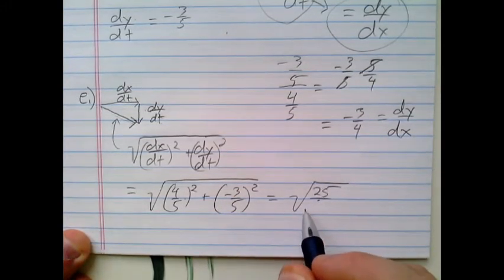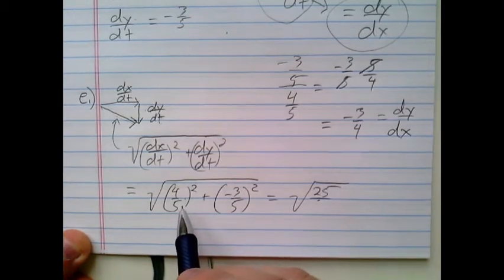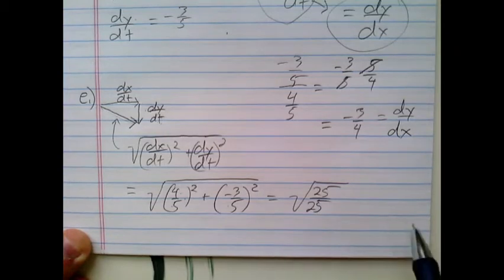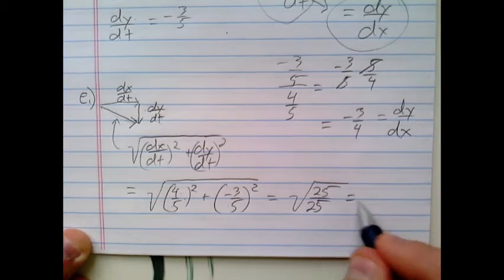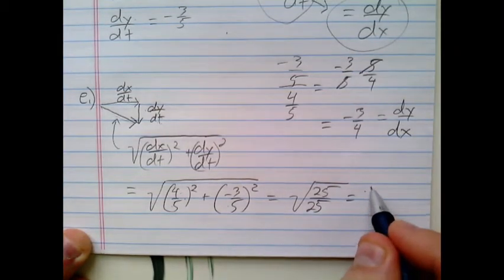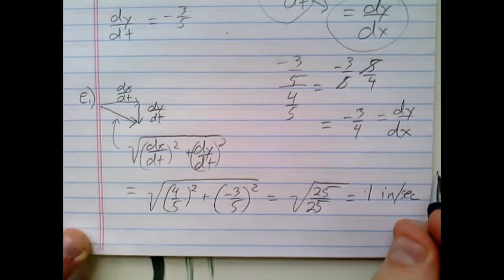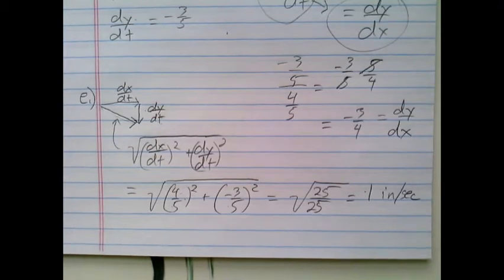Well, you know, I was saying that a little wrong, a lot wrong. 16/25 and 9/25. So when I put them together, I get 25 25ths, which of course is 1, and the square root of 1 is 1. That's 1 inch per second. And you might remember we designed our parametric equations specifically with that as a design specification.